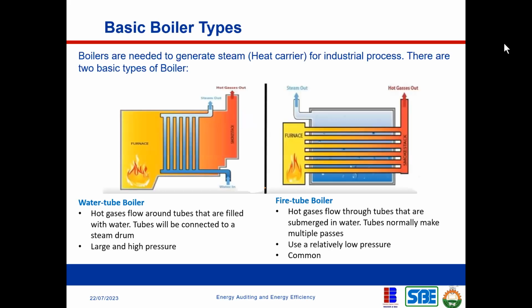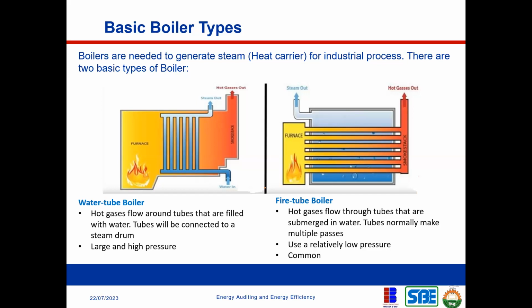There are basically two types of boiler. Boilers are needed to generate steam, like I've already explained, and steam is a heat carrier. The same way you have wires in your street that carry electrons, that's what steam does. Steam carries heat across industrial processes to the point where you need it for an industrial process.